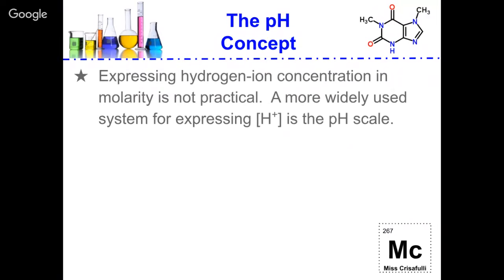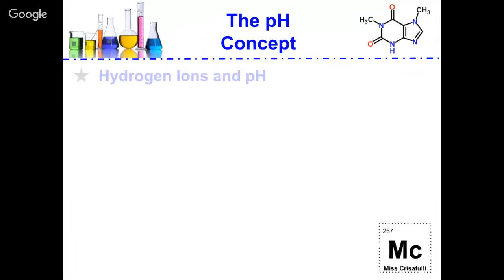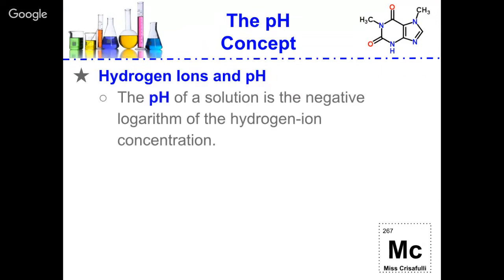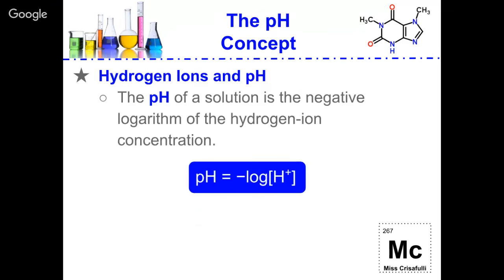Expressing hydrogen ion concentrations in molarity is not practical. A more widely used system for expressing H plus ion concentrations is the pH scale. The pH scale runs from 0 to 14. The pH of a solution is the negative logarithm of the hydrogen ion concentration. So pH is equal to negative log of H plus.